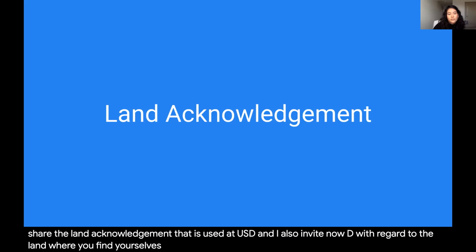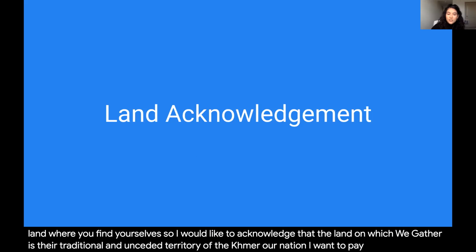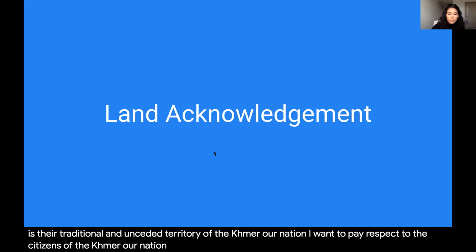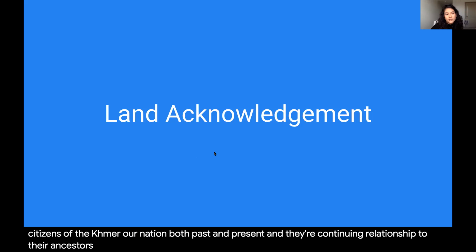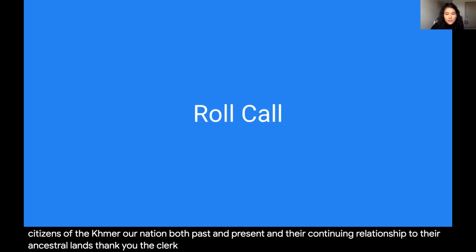So I would like to acknowledge that the land on which we gather is the traditional and unceded territory of the Kumeyaw Nation. I want to pay respect to the citizens of the Kumeyaw Nation, both past and present, in their continuing relationship to their ancestral lands. Thank you. The Clerk of Senate may now take roll.